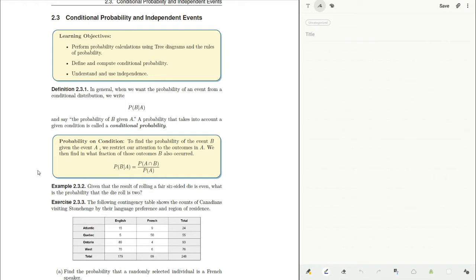So let's first define our events A and B. Here the event A is the given event, and we are given that the die roll is an even number, so it can be either 2, 4, or 6. And the event B is the number 2. And so we're looking for the probability of B given A, which is the probability of A and B divided by the probability of A.